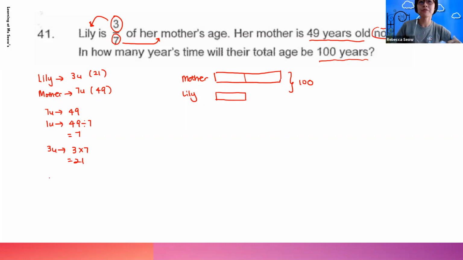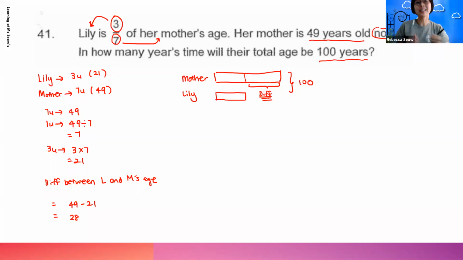So let's try to find the difference between their ages, and when we have found that, we could put that value over here. Okay, so let's find the difference between Lily and her mother's age. Her mother is 49 now and Lily is 21. So the difference between their ages will be 28. Regardless of how old they are, the difference of the ages will always be the same. Okay, so I'm going to put 28 here.